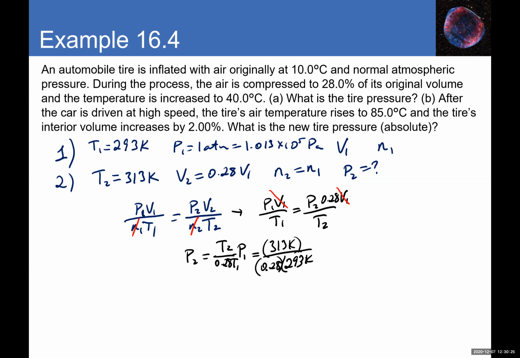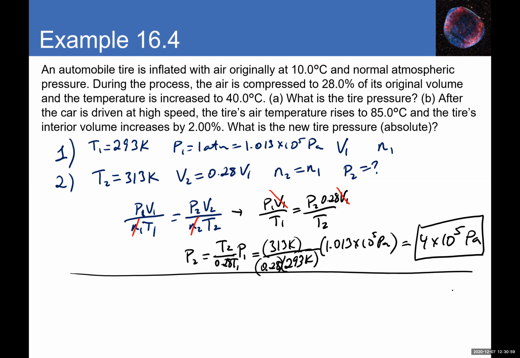All right. Then P1, which is basically 101 Pascal. Okay. That means now if I calculate, I'm going to get 4 times 10 to the 5 Pascal. That means my pressure increased from 100,000 to 400,000 Pascal. So roughly a 4 times increase in my pressure.